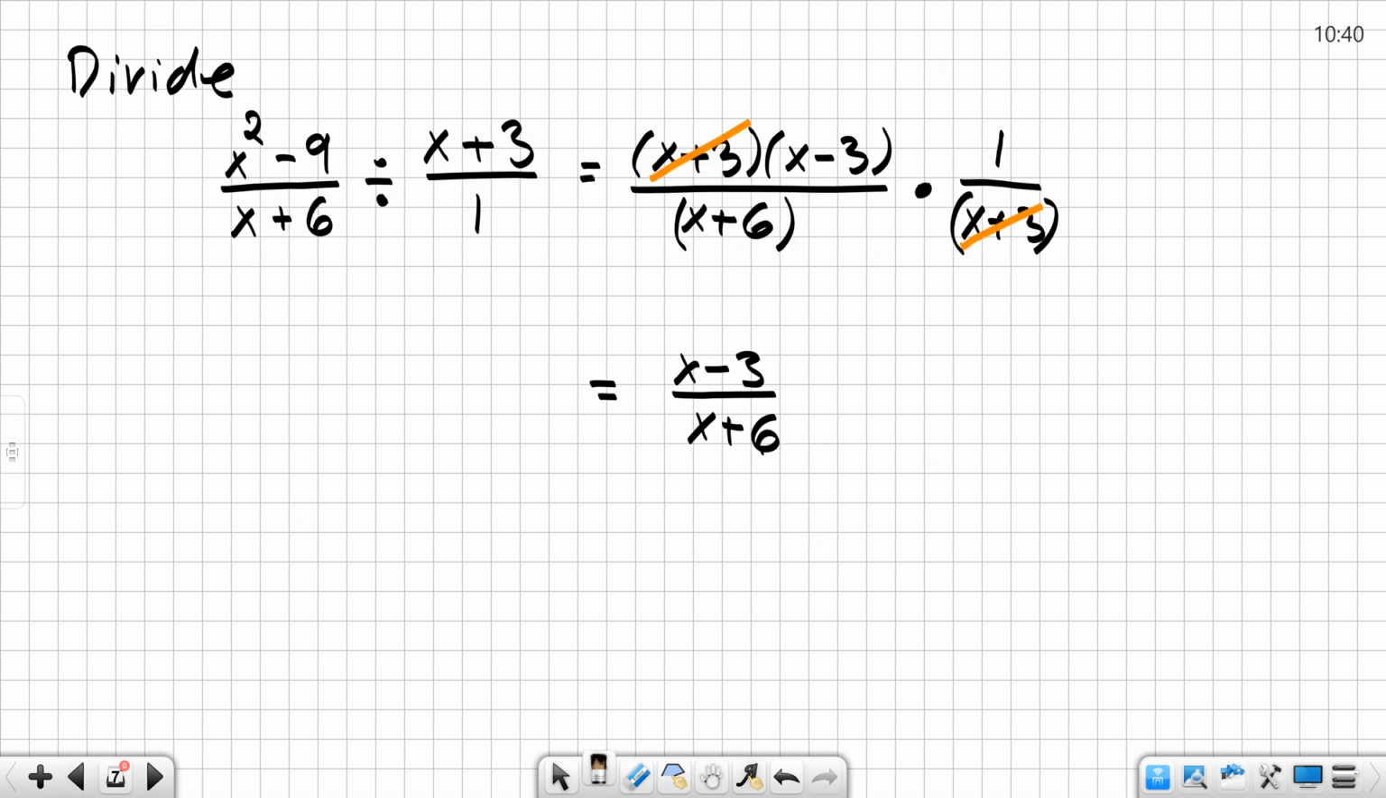And that was the end of our multiplication and division part. We will talk about addition and subtraction of rational expressions next.